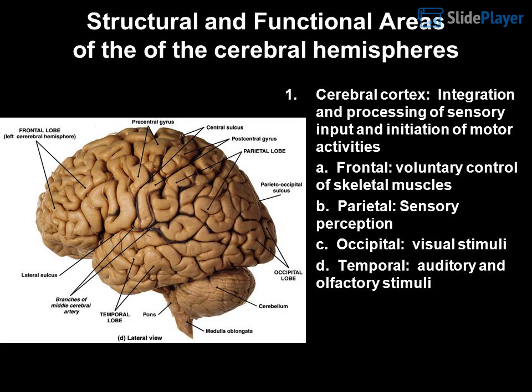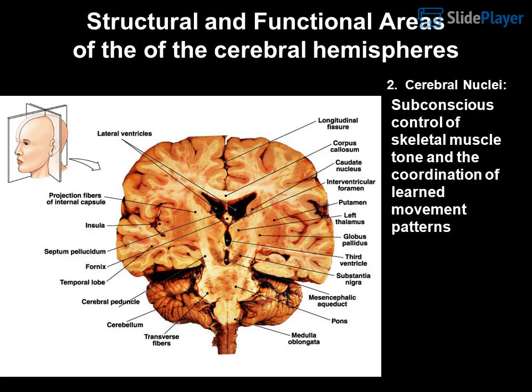Structural and functional areas of the cerebral hemispheres. Cerebral cortex: integration and processing of sensory input and initiation of motor activities. A. Frontal: voluntary control of skeletal muscles. B. Parietal: sensory perception. C. Occipital: visual stimuli. D. Temporal: auditory and olfactory stimuli.